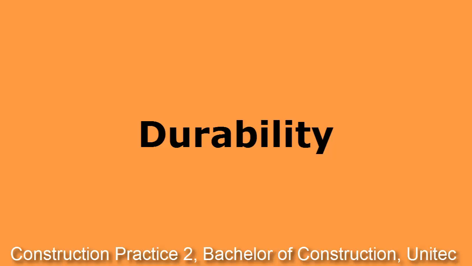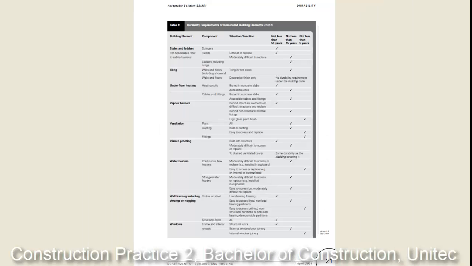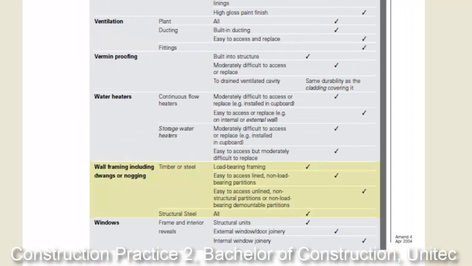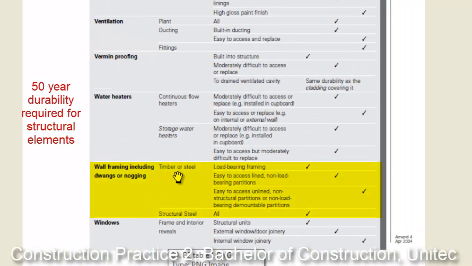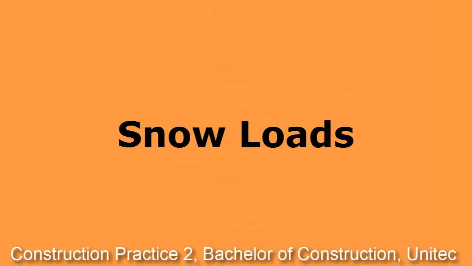The New Zealand Building Code Clause B2, durability, is also an important compliance document which sets out the minimum durability of all building elements in terms of years. Table 1 shows us that wall framing for timber or steel which is load bearing, requires 50-year durability. So one of the things we'll be looking at is making sure we understand the durability life requirements of those structural elements. We'll also be taking a look at snow loading.